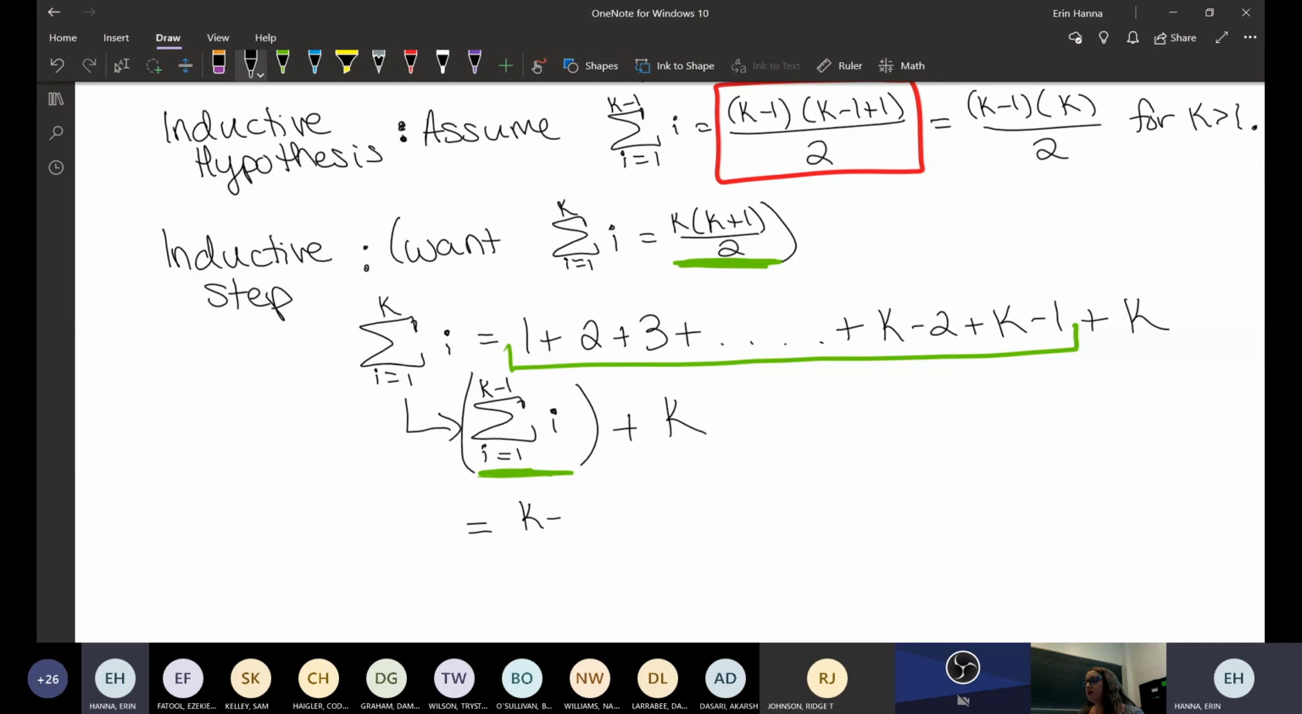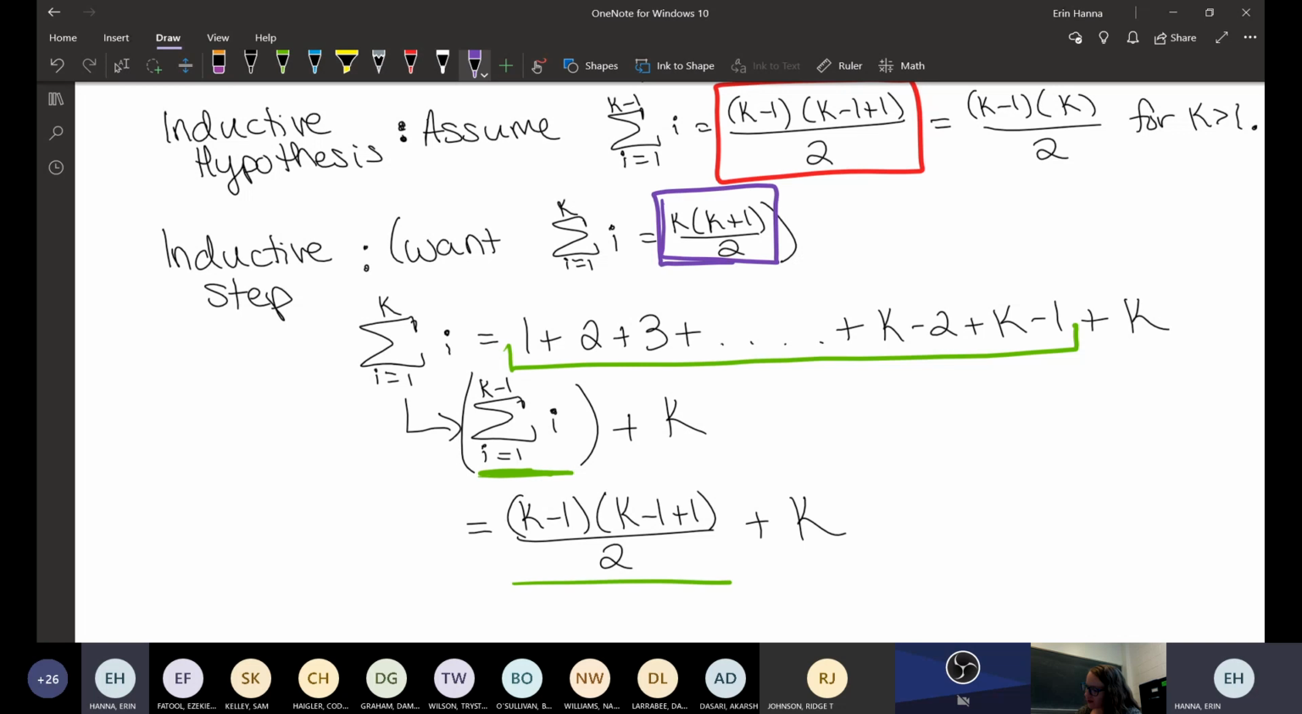Anyone who is colorblind, red, green, lines versus box. Maybe I should stop using red and green. Now, we still want, maybe I shouldn't have that in green. We want this. We want k times k plus 1 over 2.